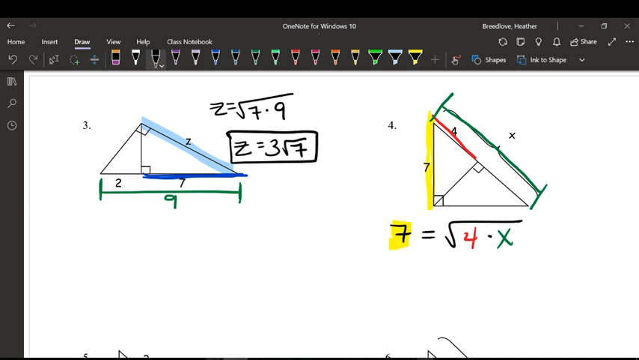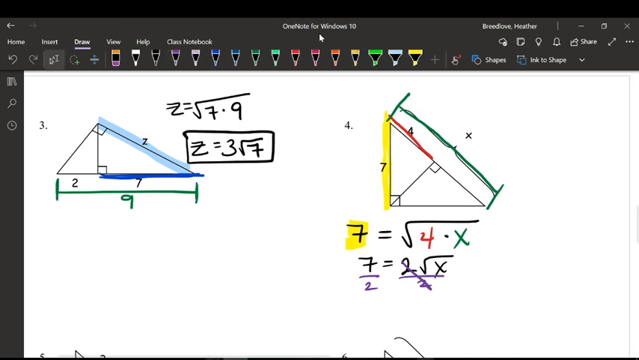So the square root of 4, that's a perfect square. So the square root of 4 is 2. So 7 equals 2 times the square root of x. I'm trying to get x by itself, so I'm going to divide by 2. I'm going to leave that as 7 over 2 for right now. I'm not going to get a decimal, because the whole idea of simplifying is we want exact values. We don't want decimals. Decimals are less exact than fractions.